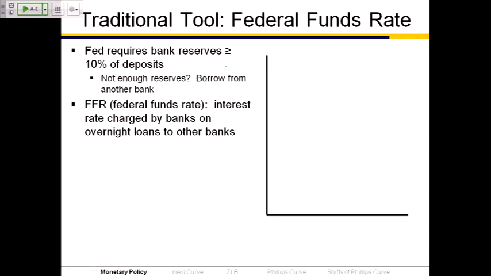The federal funds rate is the name of the interest rate that the lending bank, in my example Wells Fargo, would charge to the borrowing bank, which in my example was Bank of America, for that overnight loan. So it's not going to be a lot of dollars. It's going to be expressed as an annualized rate. It's the interest rate that banks charge on these overnight loans of reserves to other banks, loans that are brokered in order to meet the reserve requirement.